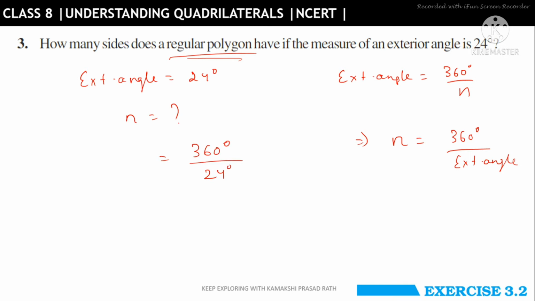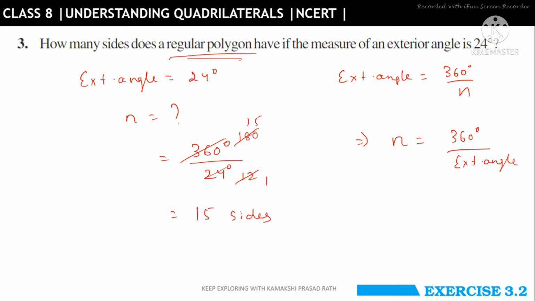So each exterior angle is 24 degrees, so 360 by 24 you have to do. We can cancel by 2. So 2 12s are 24 and 180 remains. You can also divide directly by 12. 12 ones are 12, remainder 6, 12 5s are 60. So it has 15 sides, n is 15.